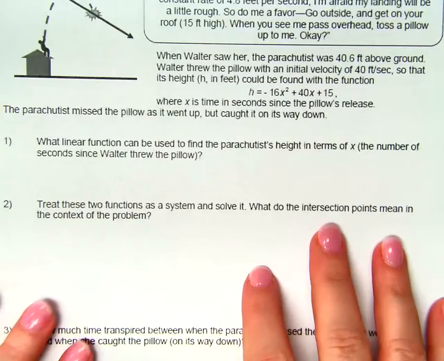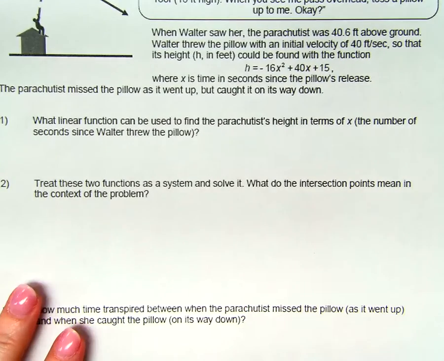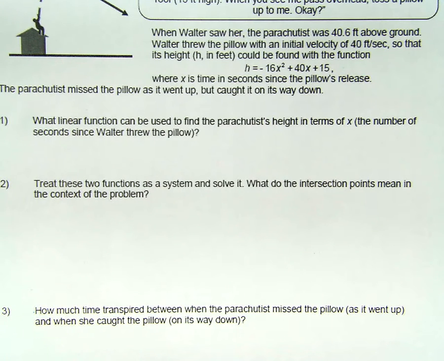Well, what linear function can be used to find the parachutist's height in terms of x, which in this case is the number of seconds since Walter threw the pillow? Where do you think we're going to get that? Is there enough information given to us to know that? Okay.